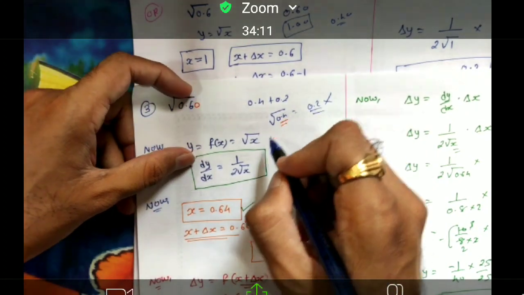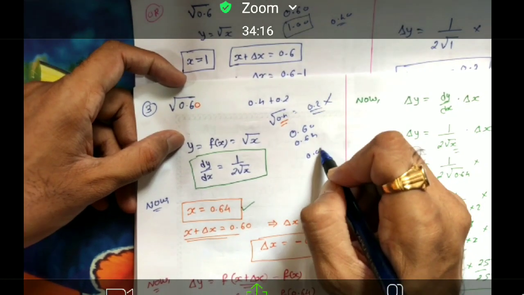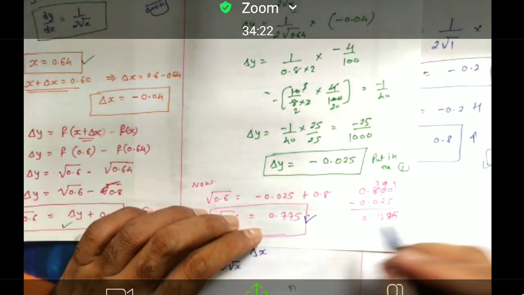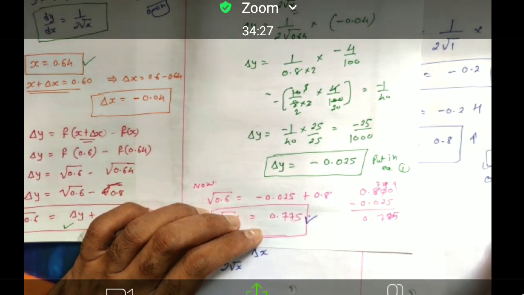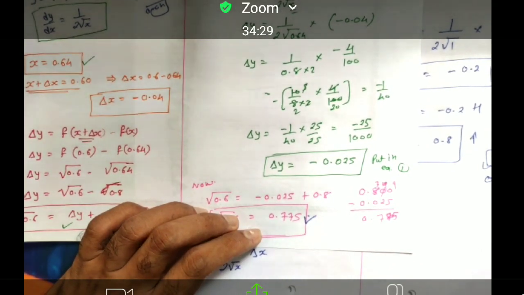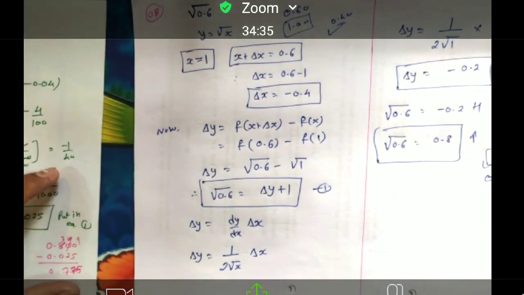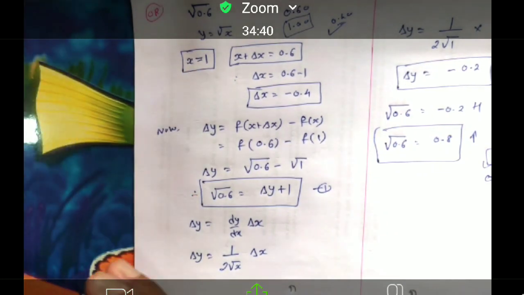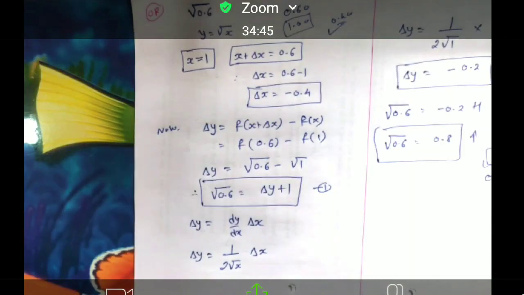But in our previous case, our perfect x is 0.64. It was 64 only. It's a difference of only 0.04. So our answer is more approximate than this one, 0.775. That is a difference of only 0.025, and that difference occurs due to the difference of our perfect x. Clear? So instead of taking x equal to 1 as a perfect square, a much more perfect x is 0.64. Clear, Arshita?